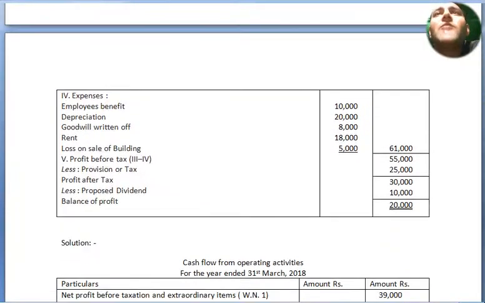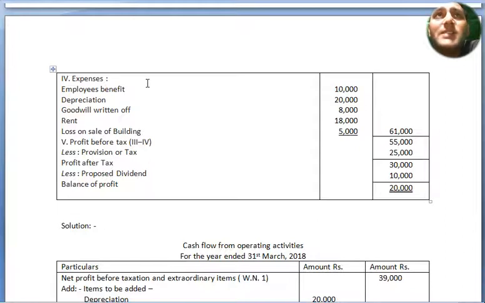After that we have some expenses: employee benefits, depreciation, goodwill written off, rent, loss on sale of building. Altogether 61,000. In the outer column we have deducted it, and we got profit before tax of 55,000. Then less provision for tax 25,000. We got profit after tax 30,000. Then proposed dividend 10,000, which we have deducted. We got balance of profit 20,000.